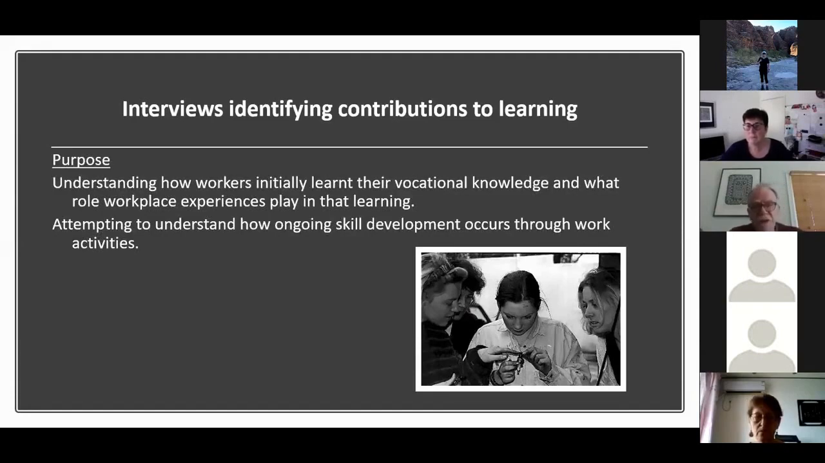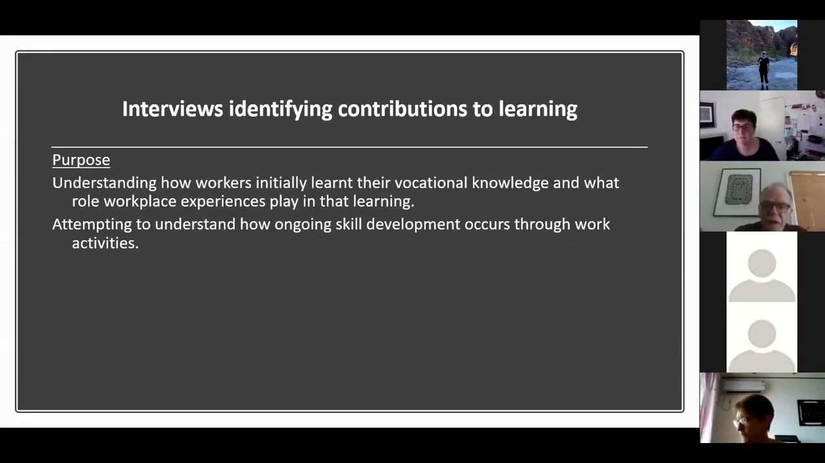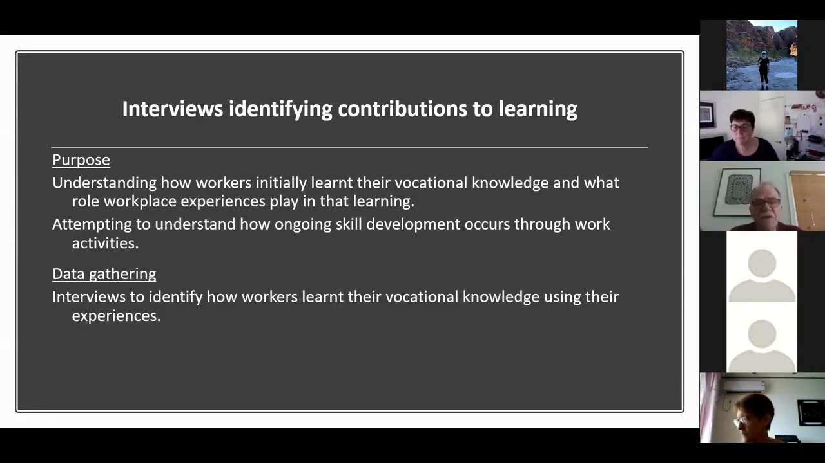And one of the first studies I did was for the Queensland government, trying to understand how workers initially learnt their vocational knowledge through 3 or 4 different educational pathways. It was attempting to understand that, and also how people continue to learn their skills for their working life. The data gathering, as I said, was through interviewing people about how they learnt their vocational knowledge, and from that also looking to find a way of categorizing and analyzing that data.